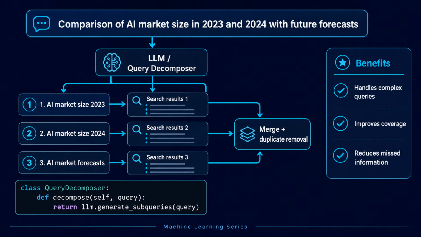These techniques can transform a basic RAG system into a production-grade solution. Query decomposition breaks complex questions into simpler subqueries. Consider the question, compare AI market size in 2023 and 2024 with future forecasts. A single search might miss information. Decomposition splits this into three searches: 2023 market size, 2024 market size, and future forecasts. Each subquery retrieves targeted results, which are then merged with duplicate removal. This technique handles multifaceted questions better than single queries and ensures comprehensive coverage of complex topics.